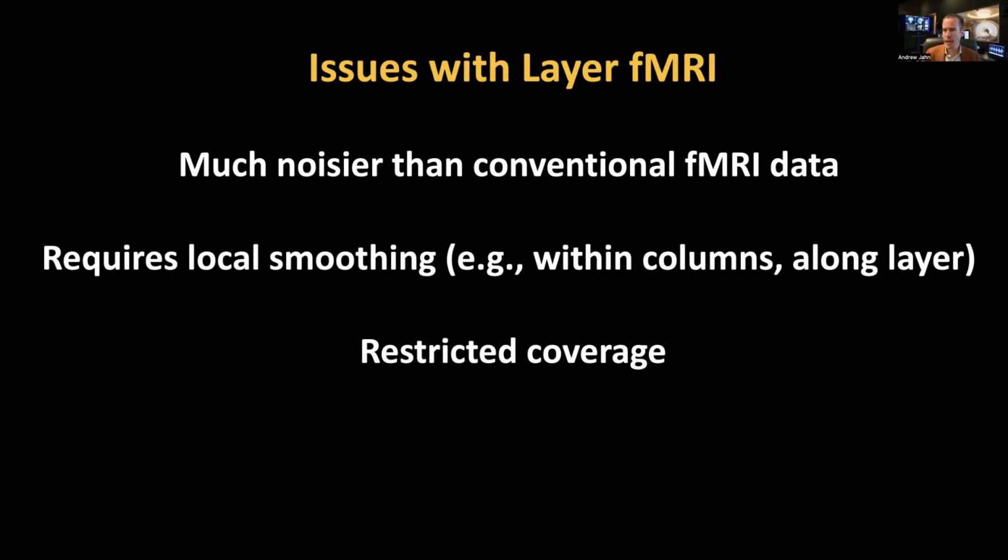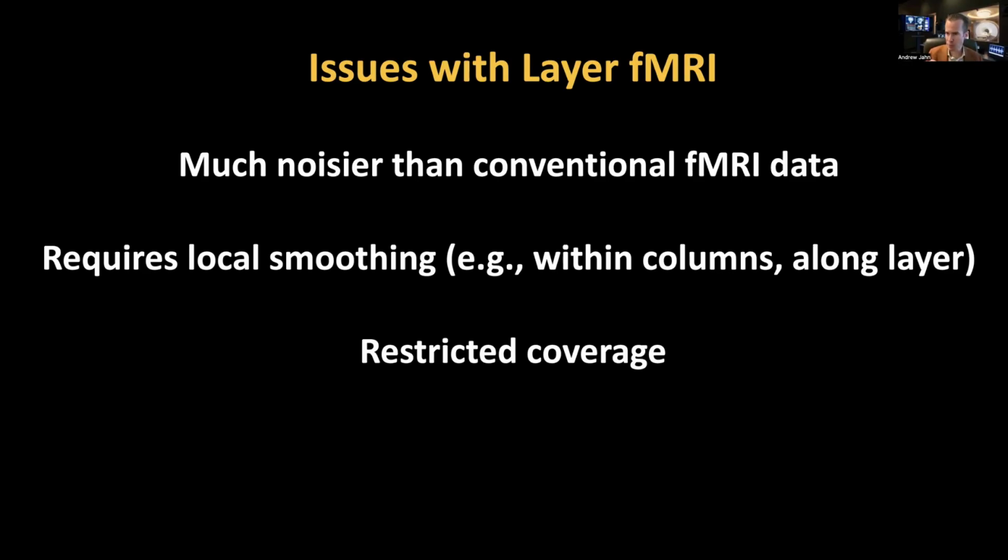Local smoothing, on the other hand, is much more restricted. There's a command in AFNI called 3dBlurInMask, for example, which can take a gray matter mask or an ROI you're interested in and only apply smoothing to that specific region or that particular tissue type.